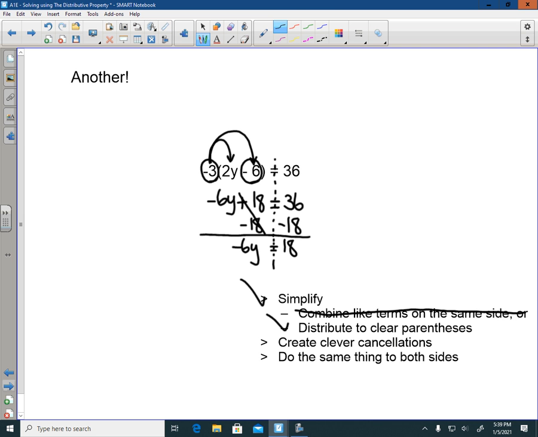All right, and now we have negative 6 times y, and so we will create a clever cancellation by dividing by negative 6. Make sure you do the same thing to both sides. These negative 6's cancel, and we have y equals a positive divided by a negative, so negative, and 18 divided by 6 is 3. And there you go. We have solved this equation, and we know we have because we got that variable by itself.